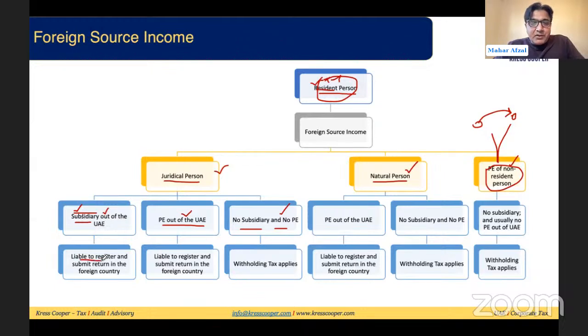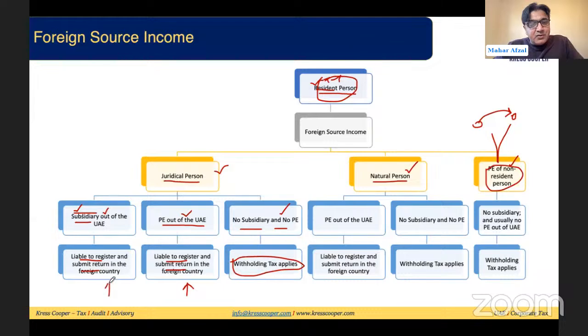They will be liable to register there. They need to submit the return. The PE will still be liable to register there and need to submit the return. I'm assuming that in most of the cases, the PE or other company is liable to register. If the PE is out of the UAE, this company will be liable to register. Once they are liable to register, they will be liable to submit the return as well. If there is no subsidiary, no company, no PE, then most of the time they are generating income and tax will be withheld.